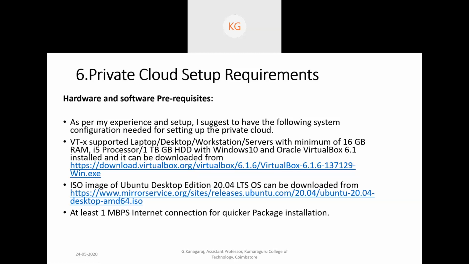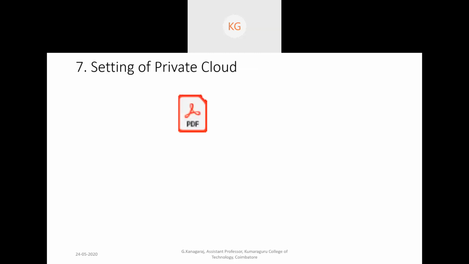Even if you have 4 GB of RAM and a 500 GB hard drive with an i3 processor, you can also deploy, but you will face some performance issues, right? If you have this configuration, it will be much easier for you to configure without any performance lag, right? So that's all for the quick presentation about the prerequisites and basics of your private cloud.